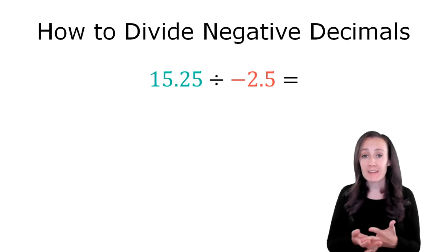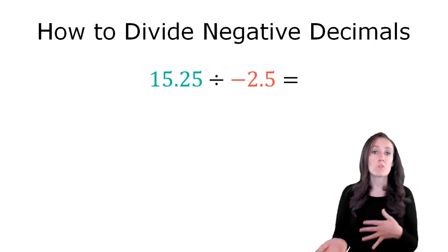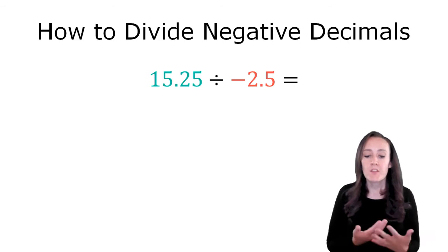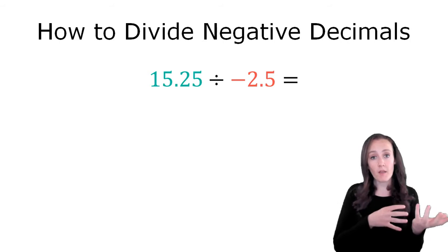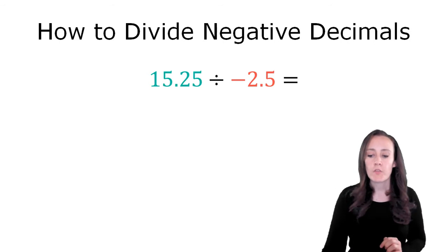And so when you're dividing negative decimals, you're going to do the same thing. You're just going to have to follow the rules for decimal division to make sure you get the correct number. So like in this situation, you have a positive divided by a negative, and those are opposite signs. So that means that your answer is going to be negative.